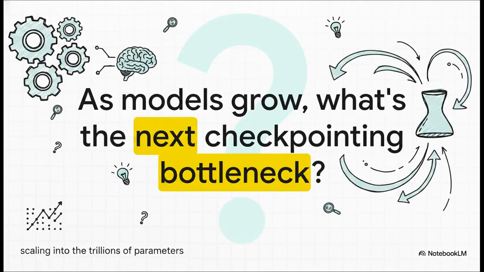And I'll just leave you with this one to chew on. We've just covered the 5 best ways to optimize checkpoints right now. But models are just getting bigger and bigger, growing into the trillions of parameters. So what do you think the next major bottleneck is going to be? That's a question the entire field is racing to answer.